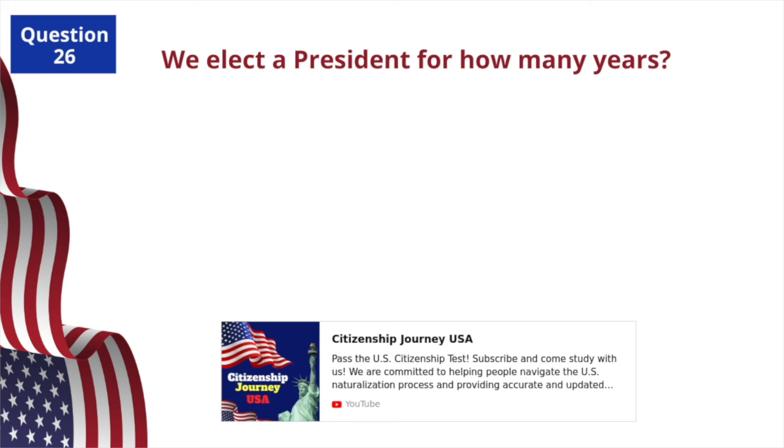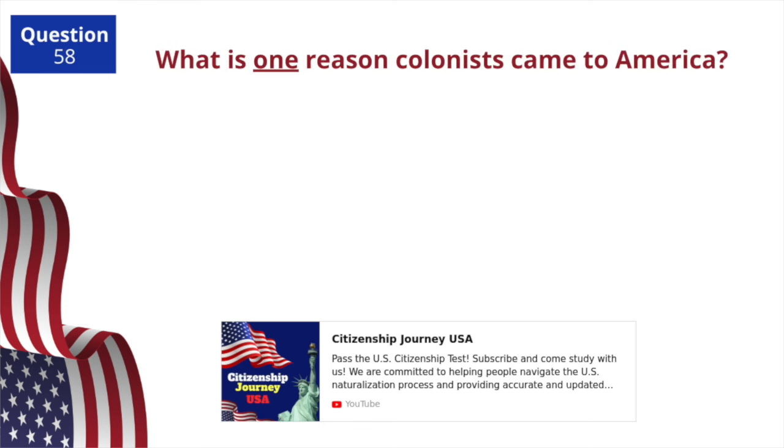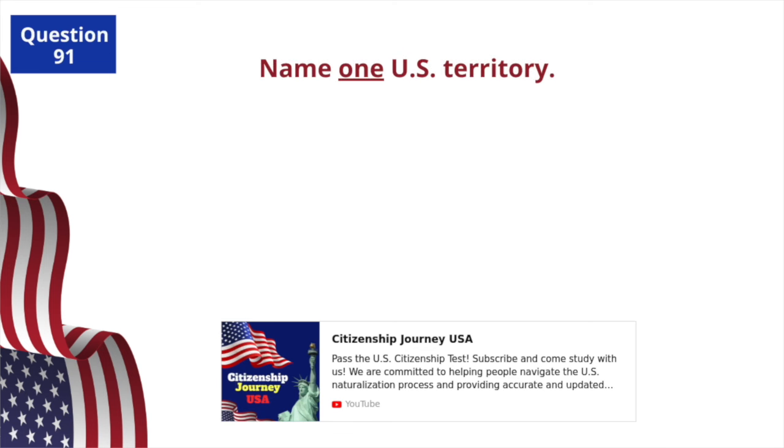We elect a president for how many years? 4. What does the Constitution do? Sets up the government. What is one reason colonists came to America? Freedom. Name one U.S. territory. Guam.